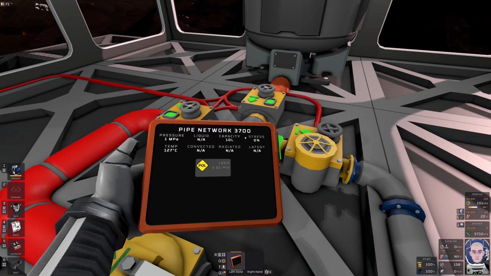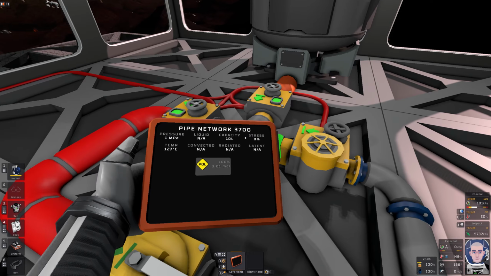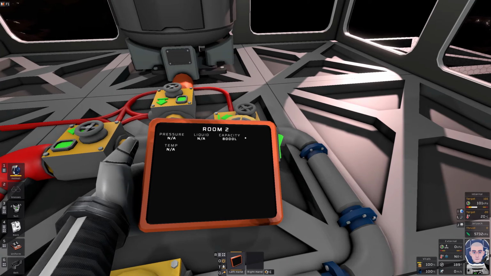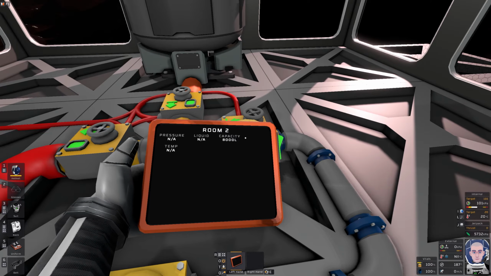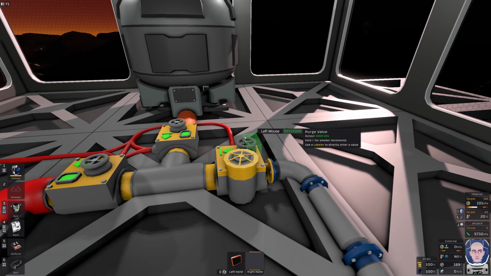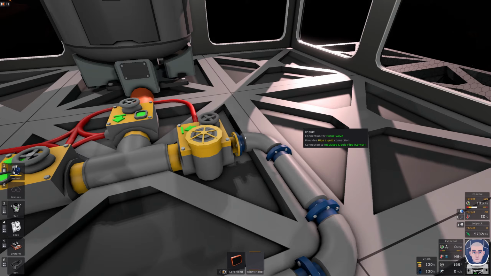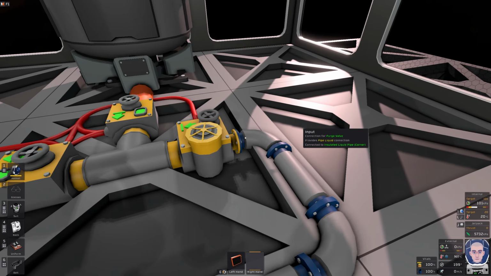And here we have 127, because that's the gas we're injecting, and it's at 1 megapascal as we set. So I don't think we've actually, this will move, this is set to 3,000. So if the pressure exceeds 3,000, it will then move gas over.